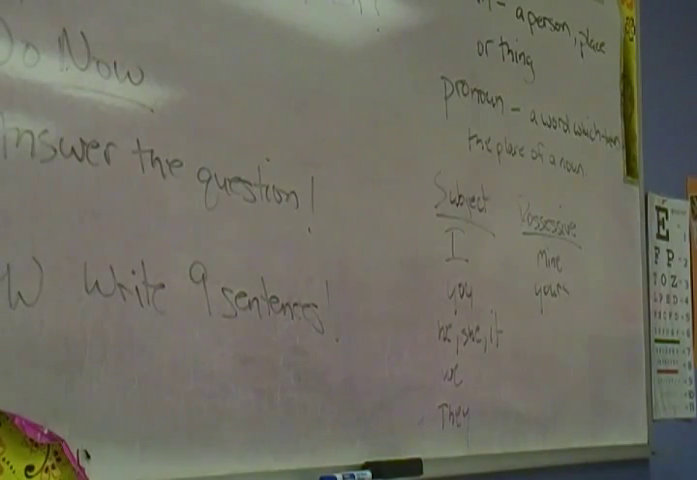What are the parts of speech so far? We got a noun, which is a person, place, or thing. We got a pronoun, a word which takes the place of a noun.